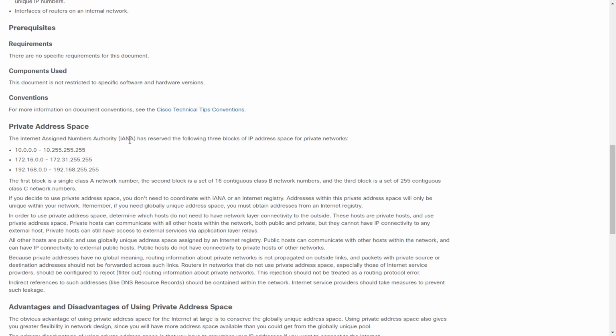IANA is the Internet Assigned Numbers Authority, which assigns the IP ranges as private or public. And IANA has reserved the following three blocks of IP address space for private networks. One range is 10.0.0.0 up to 10.255.255.255. This is the one range which is in class A. And another range is 172.16.0.0 till 172.31.255.255. This is the class B private network.